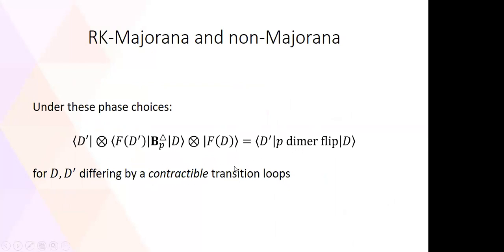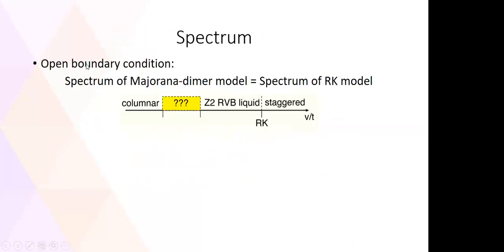you just look at only the contractible loops, so we know that for our open boundary conditions, let's say we're on an open disk, we don't have any non-contractible loops. All the transition graphs obey these conditions, and the Majorana RK Hamiltonian will just have the same matrix elements as the non-Majorana RK Hamiltonian. So we know that the spectrum is the same.